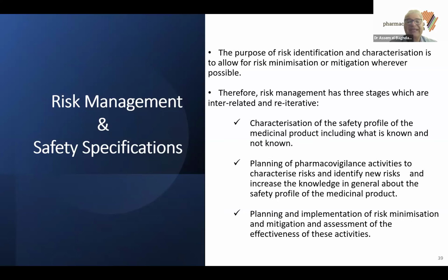The risk management, 3 stages for the risk management. Number 1 is the characterization. Of course, you need to characterize that first, and then you plan your pharmacovigilance activities according to the characterization, according to the profile that you have in the first stage. And this is how you increase the knowledge in general about the safety profile. And then after that, the planning and the implementation of this risk minimization and mitigation. Number 1 is to characterization of the safety profile. Number 2, that you plan your pharmacovigilance activity, and then you implement this stuff for the risk minimization.